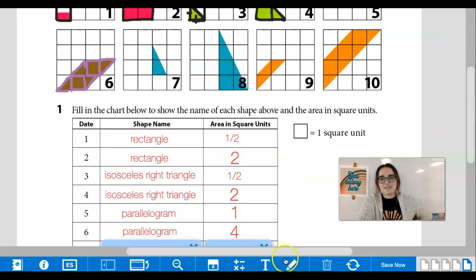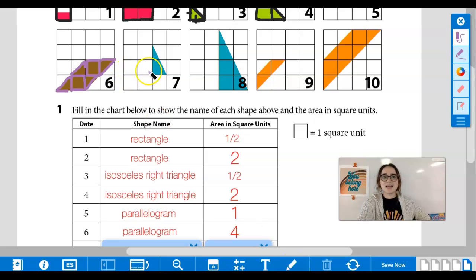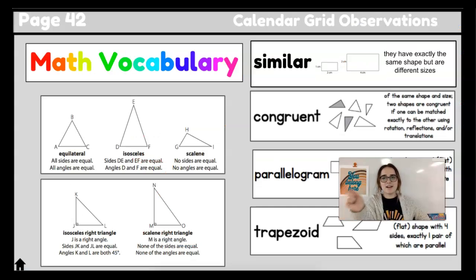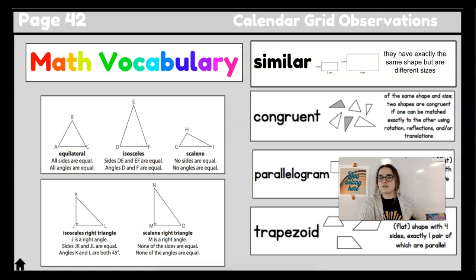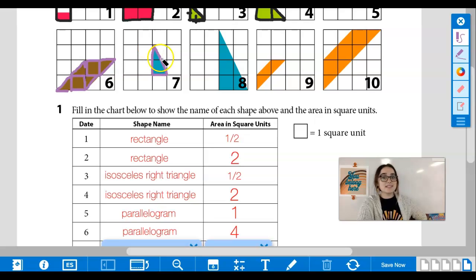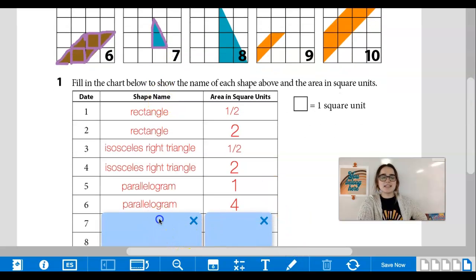All right, 7. We've got a new shape at 7. We can see this is a triangle. But look at our triangles on the left side. Which triangle do you think it is? Notice the right angle. It's got to be one of our right angles. But if you look at the length of the sides, none of these sides are the same length. So it has to be a scalene right triangle.